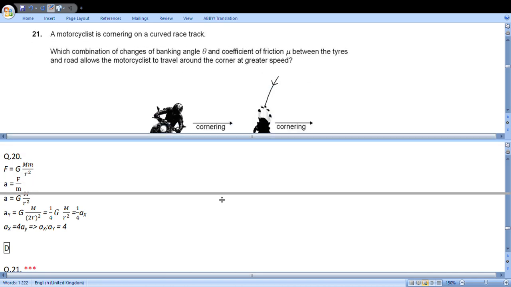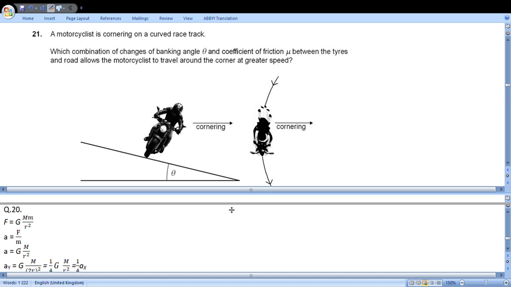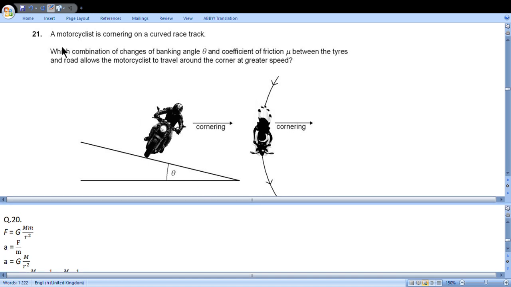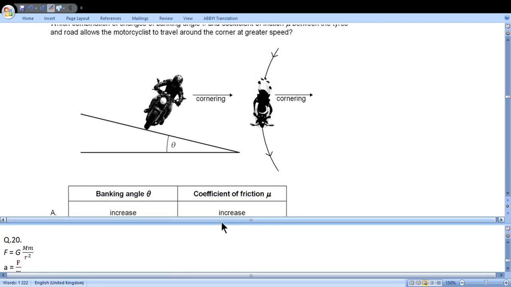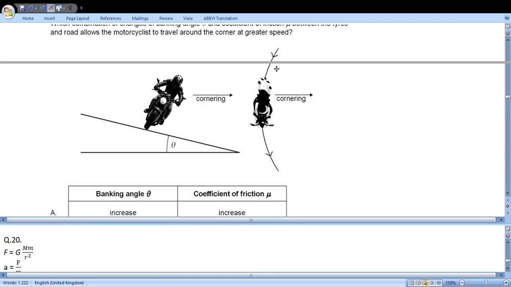Next question is either extremely difficult or extremely easy. A motorist is cornering on a curved track. Which combination of change of banking angle theta and coefficient of friction mu between the tires and road allows the motorcycle to run around the corner at greater speed? And then we have increase or decrease of coefficient and banking angle. I copied this picture here.